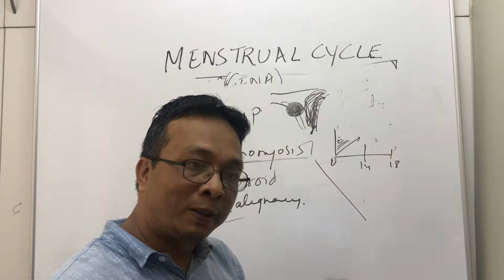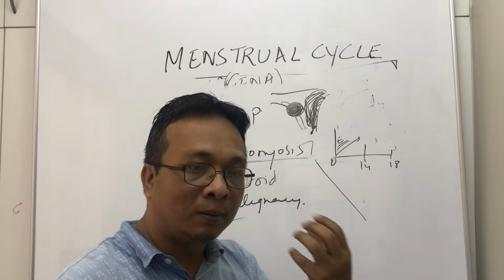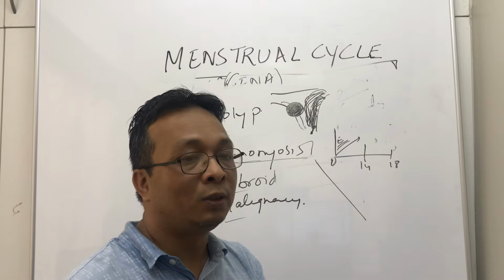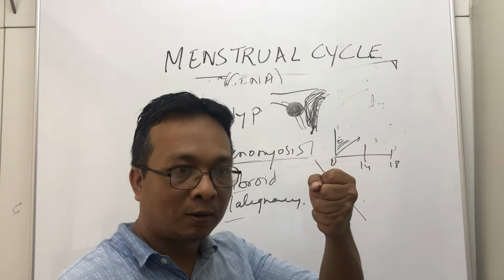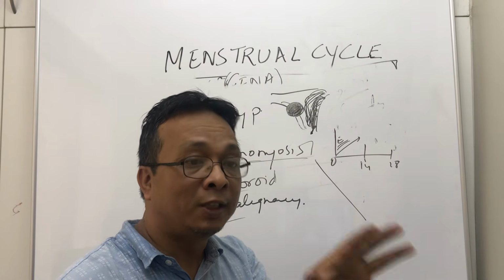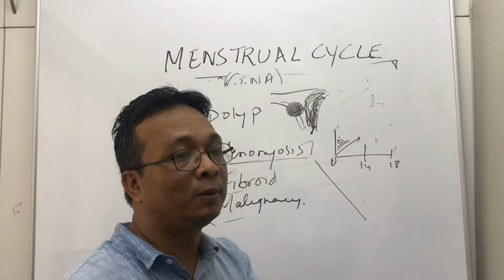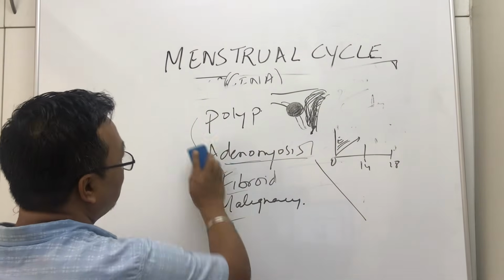And what is the pathophysiology of dysmenorrhea? It is because of prostaglandins, which increase the uterine contraction. As a result, blood vessels are occluded. As a result, there is a state of angina in the uterine muscle. So there is pain, right? So that is about dysmenorrhea.